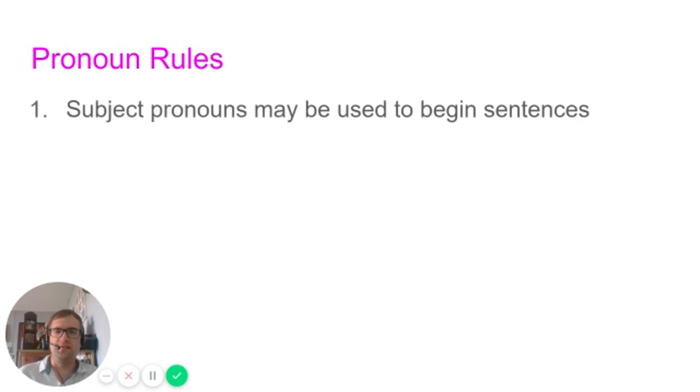So starting off with the subject pronoun. Subject pronouns may be used to begin sentences. It replaces the noun at the front. If we've already used the noun previously, we don't want to repeat it and avoid that redundancy, we use a pronoun. So we did a great job. Okay? The we is the subject pronoun. It comes in front of the action.